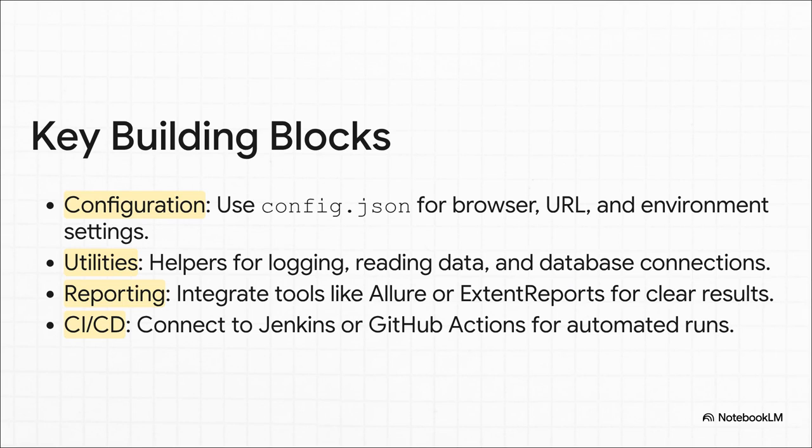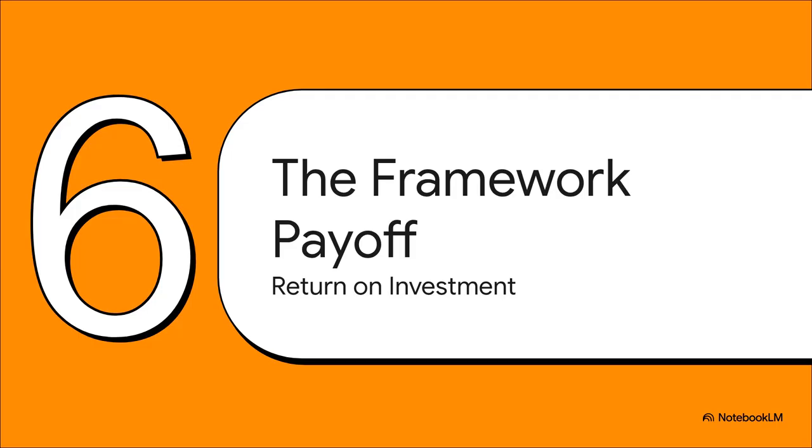Now, beyond the page object model, these are the other key pillars you need. Your configuration file is like your central command center. It lets you run your tests on any browser or any server with just a tiny change. Your utilities are your Swiss Army knife, filled with helpful tools for anything you might need. Your reporting is your intelligence briefing, giving you crystal clear results after every run. And your CI/CD integration, that's your robot army, automatically running all your tests in the background so you can focus on building amazing software.